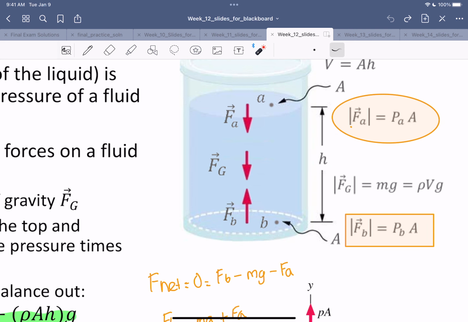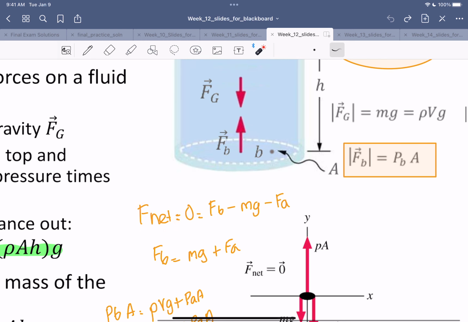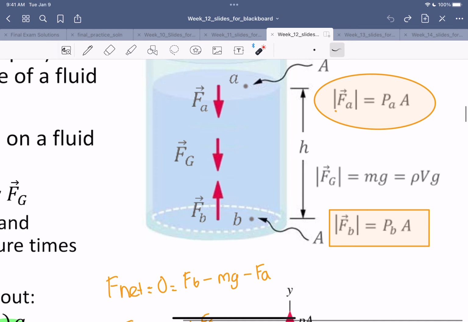You have a force acting at the top of the column, force acting from the bottom of the column, and the force of gravity. If we were to write a net force for all these different forces, they'd also all have to cancel out, because the column of water, if you're just looking at it, is not moving. There's no net force, right? So if we were to write a net force equation, we can see that FB pointed upwards minus mg minus FA pointing downwards, both of them, should equal 0.